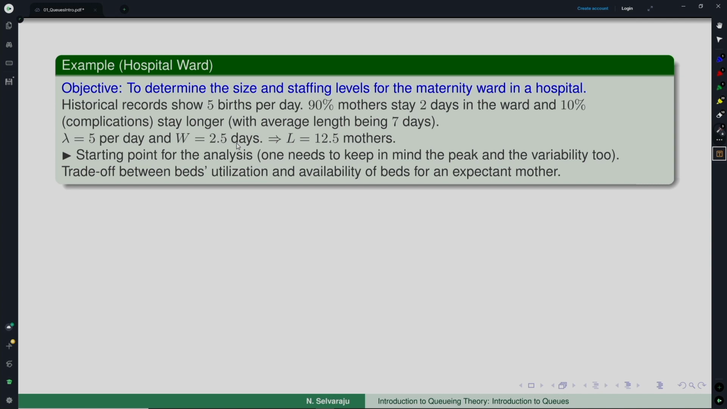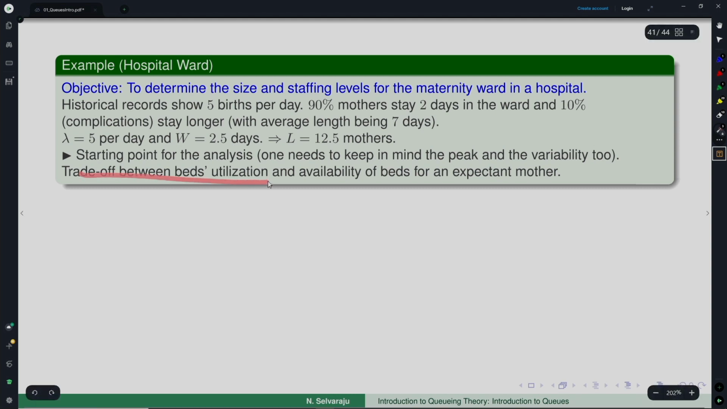So, one needs to keep in mind the peak arrival rates, right, and the variability in the arrival rates before you conclude anything with respect to how many beds you need and how many staff you need. But you also don't want to have like 25 beds available at all points of time, right. So, you may or you may not need, but it is very highly unlikely that you will need double the number of the average, but you may have to find out an optimal number.